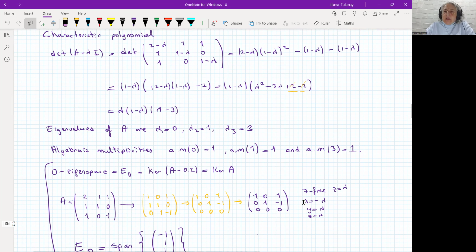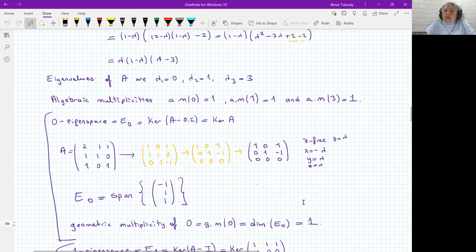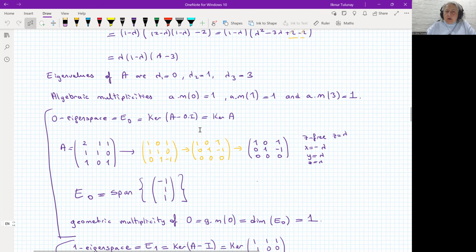Okay, we found the eigenvalues. Now our duty is to find the eigenspaces, the dimension of the eigenspaces, and the eigenvectors, the basis of the eigenspaces. Algebraic multiplicities, let's point them out at this moment. We have 3 roots, and each of these roots appears once, so the algebraic multiplicity of each of them is 1. Okay, now let's do the zero eigenspace.